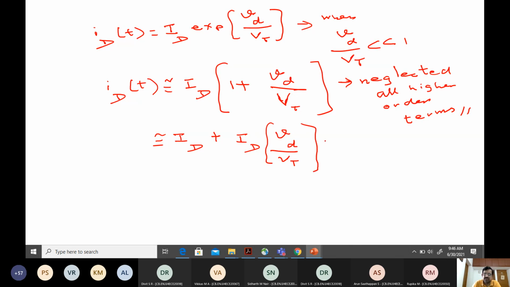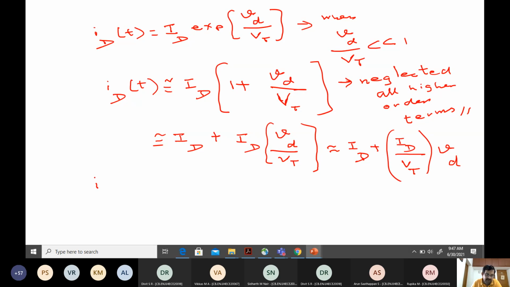Just rearrange this term a little more. I get Id plus, I take the capital Id inside and small vd outside, because this is a varying quantity. This is the steady state current, Id by Vt, multiplied by the small signal voltage that appears across the diode. So this is a steady state value, and then the small signal current is the current that comes.